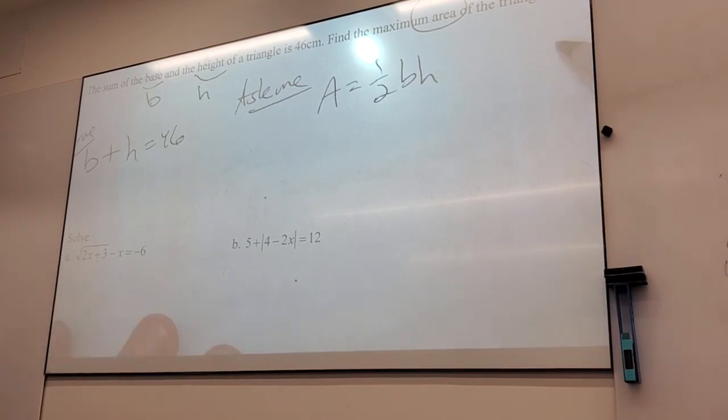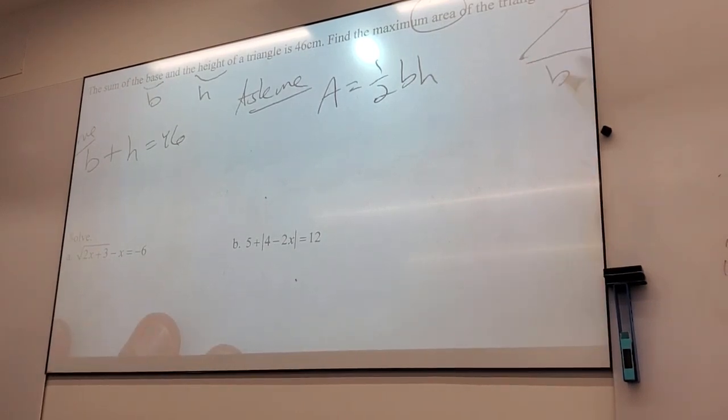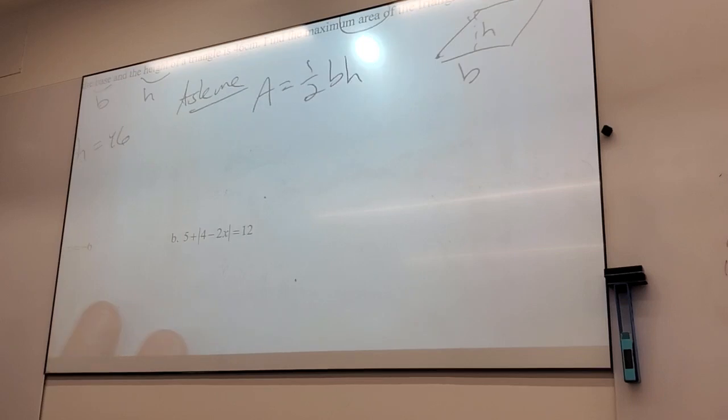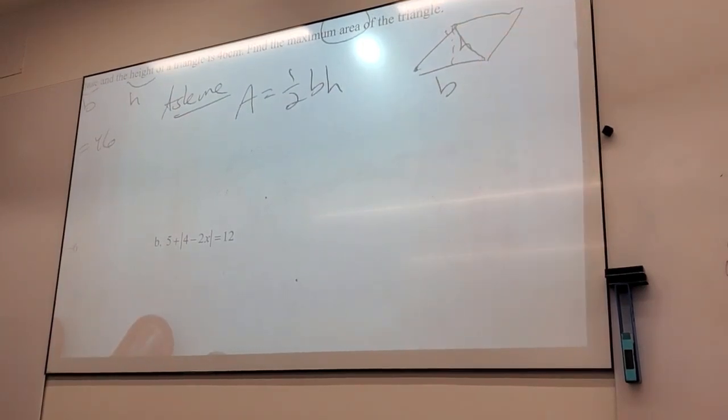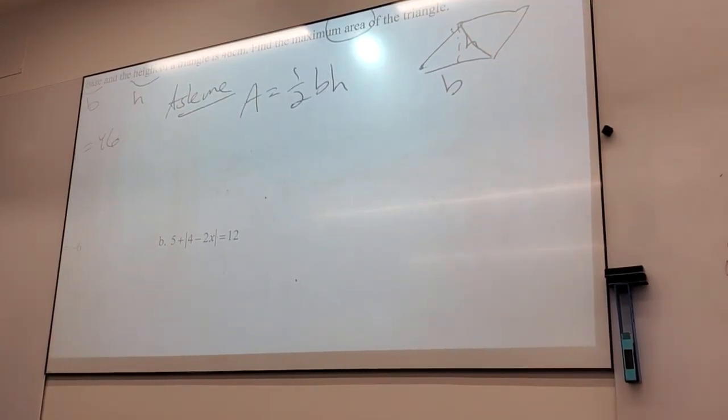So again, if I have a parallelogram or something, base, height, the area is base times height, and a triangle is going to be half of that. That's where that formula comes from. That's all it is.